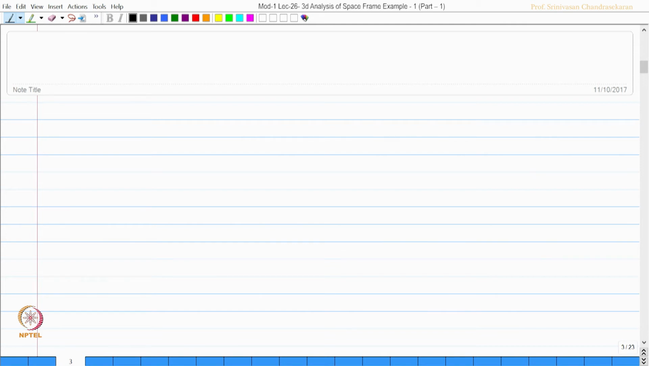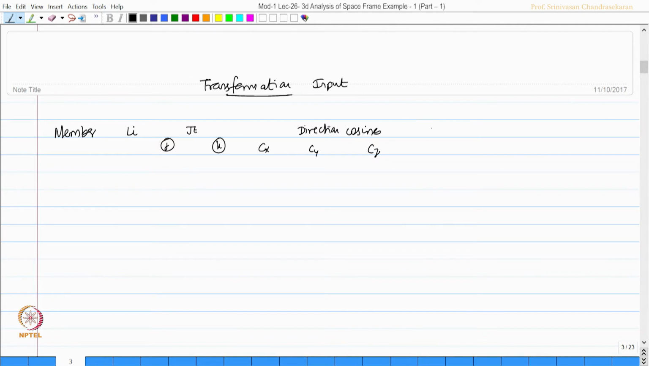Having said this, let us now mark the members and make a table for the transformation input. Let us say member, the length of the member, the joint designation of j and k, and then the direction cosines, which are Cx, Cy, Cz. Then let us also decide the type of transformation. Then let us find the psi angle by simple inspection.